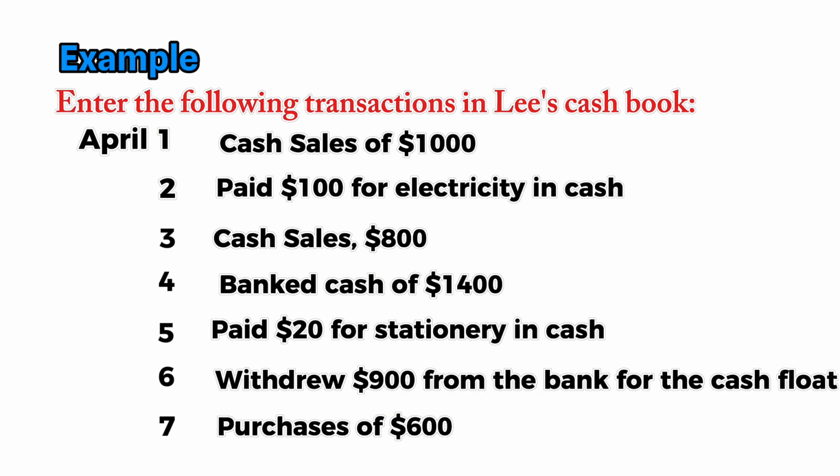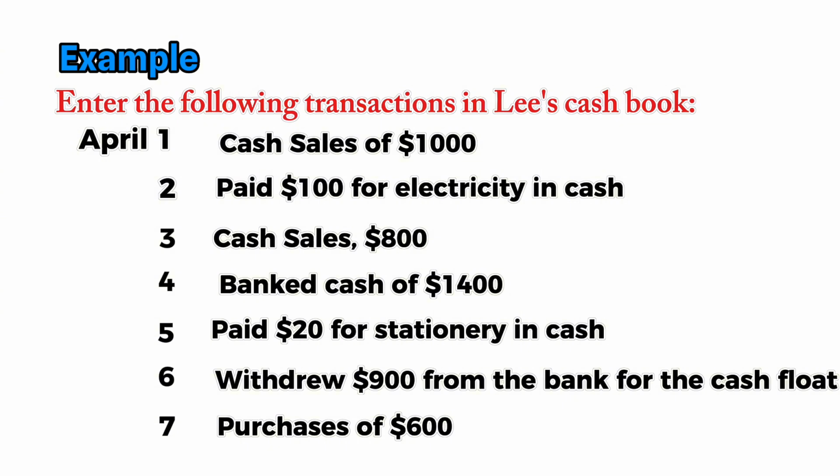Next, how do you prepare and record all the transactions in the cash book? This is an example of a question regarding the entries of a cash book. The question instructs us to enter the following transactions in Lee's cash book. On April 1st, there are cash sales of $1,000. On the 2nd, he paid his electricity in cash of $100. Then on the 3rd of April, he got cash sales of $800. On the 4th, he banked in cash of $1,400.